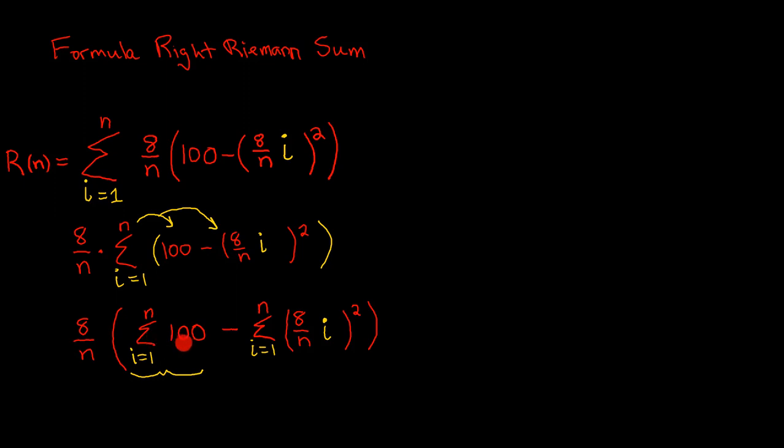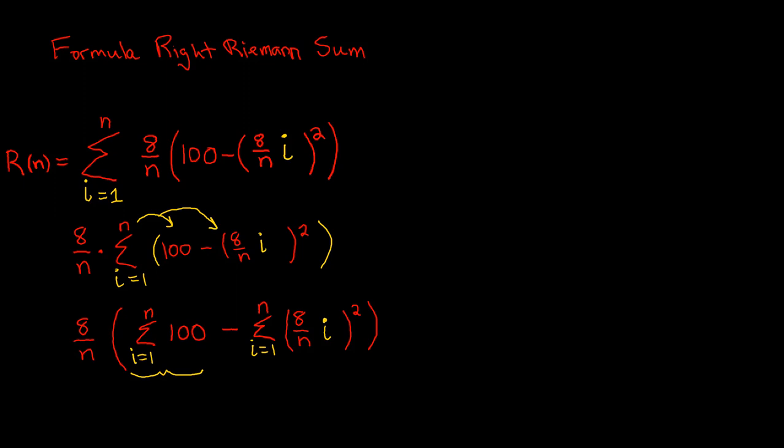So what this sum turns out to be is a 100, and then i is 2, and you get another 100, and then i is 3, and you get another 100. This is just a whole bunch of 100s being added together. And how many 100s are added together? Well, you start with 1 and you end with n, so this is n 100s being added together.